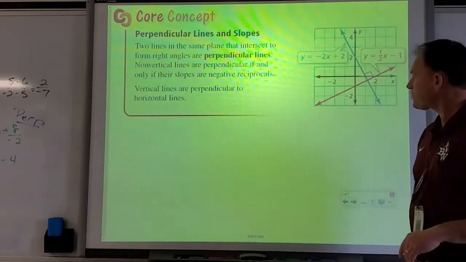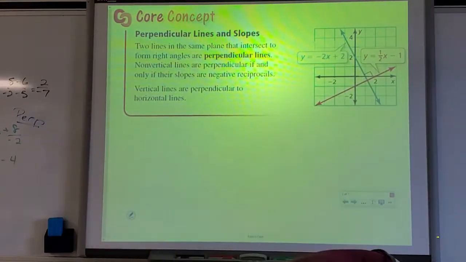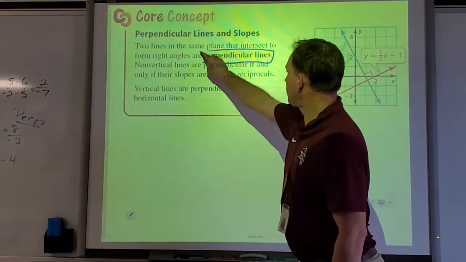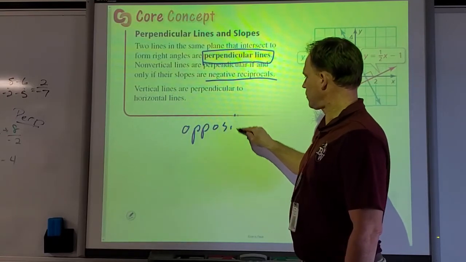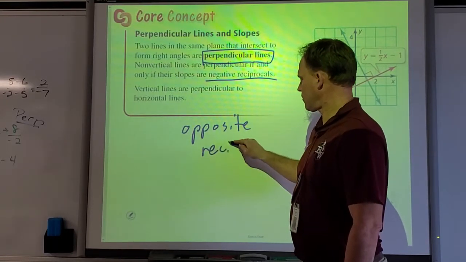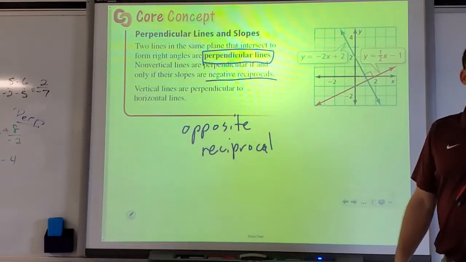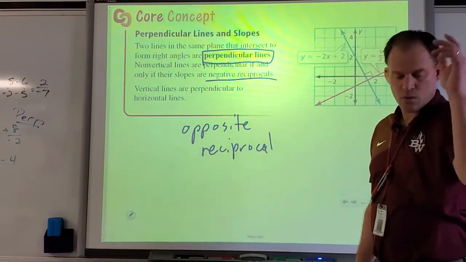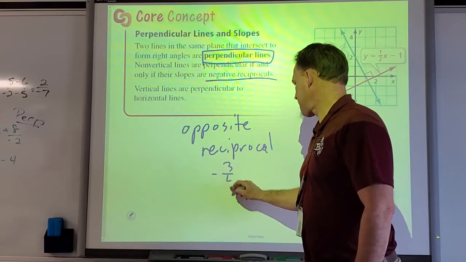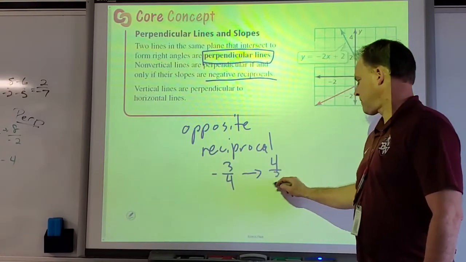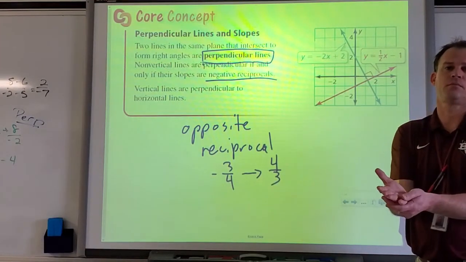What do I know about perpendicular lines? Well, perpendicular lines have opposite reciprocal slopes. What does opposite mean? What does reciprocal mean? Good, write this example. Any questions on parallel or perpendicular?